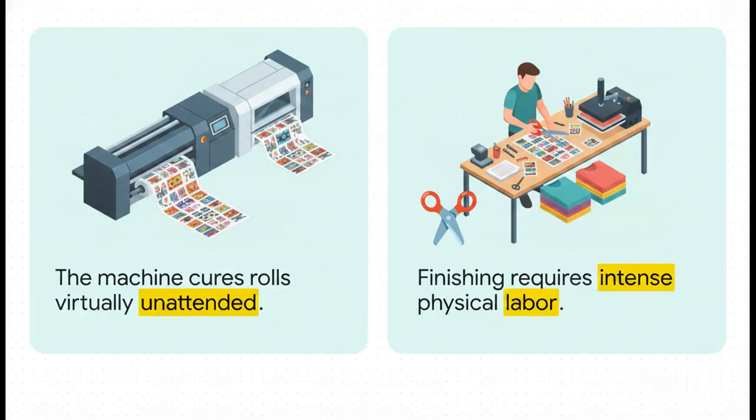You just set it and it runs. But what happens when that roll finishes? It hits the finishing stage. Manually cutting those individual transfers out of that dense gang sheet, sorting them, staging the garments at the heat press, that takes intense physical labor. The advanced machine, not the bottleneck. The manual labor at the finishing table is the true bottleneck of your entire operation.